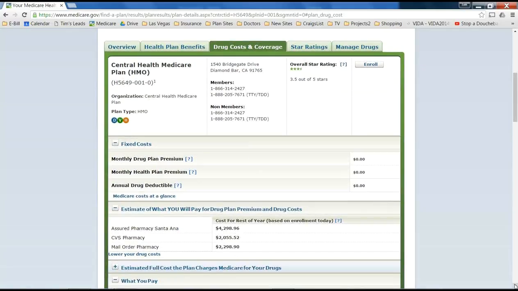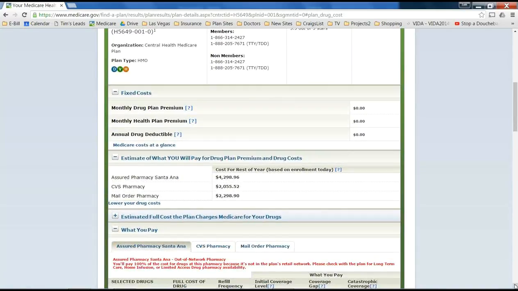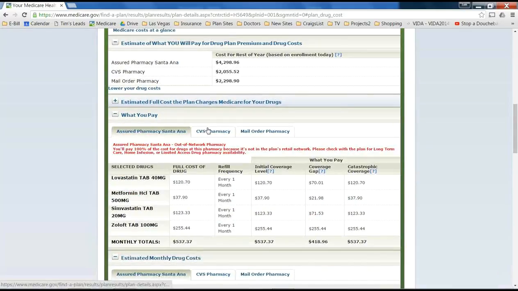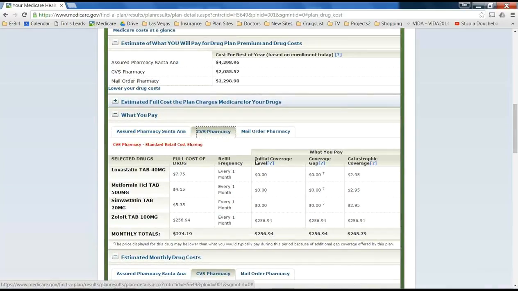So in this case, on the Central Health, same thing, that Assured Pharmacy isn't in the network. So all the drugs really pushed up the price. CVS Pharmacy, they're on these generics, they're not paying anything. It's that one Zoloft drug that's a brand drug that's really killing them on their drug prices.